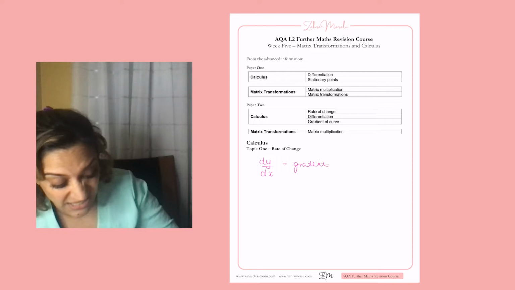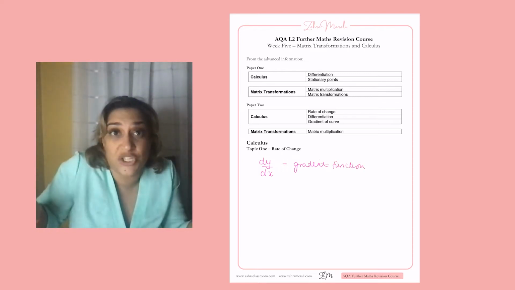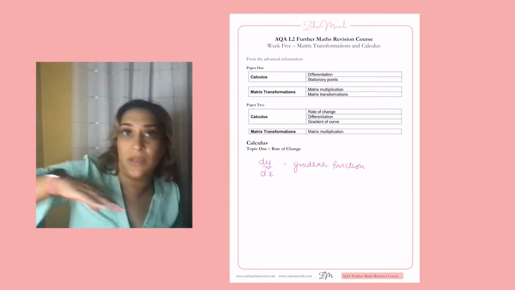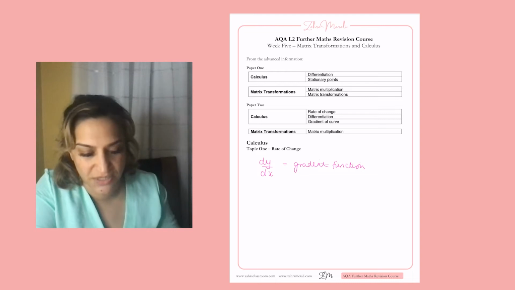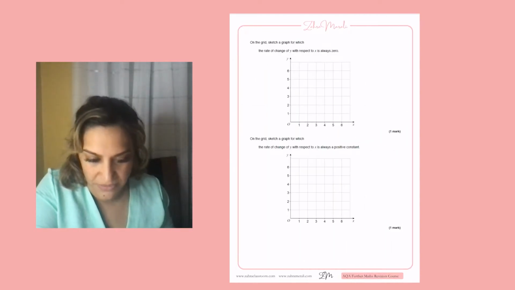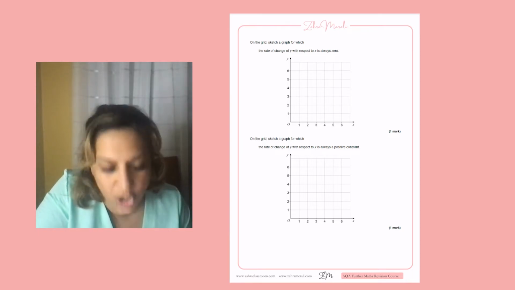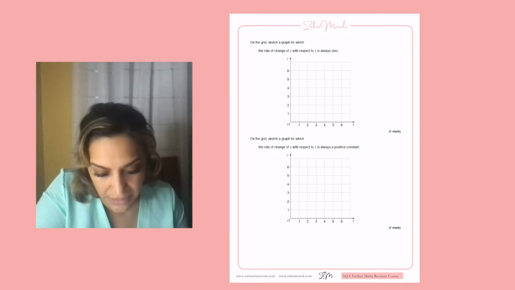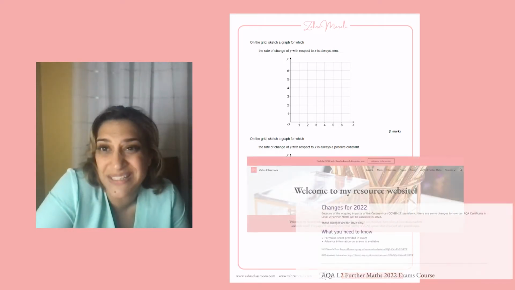But essentially, it's your change in y over your change in x, which is how you work out the gradient when you have a straight line, for example. So it's how something changes with respect to something else. So we've got a grid, we've got to sketch a graph where the rate of change of y with respect to x is always 0. So essentially, when is a gradient 0?